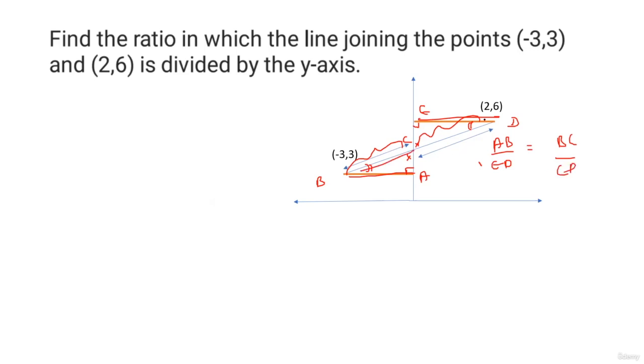BC upon CD is this ratio. And what is AB upon ED? AB and ED are their x coordinates, which are 3 units and 2 units. That means the ratio is 3:2, or the required ratio is 3:2. It's as simple as that, guys. Let's go on further.